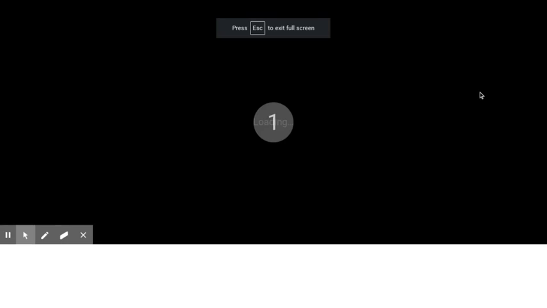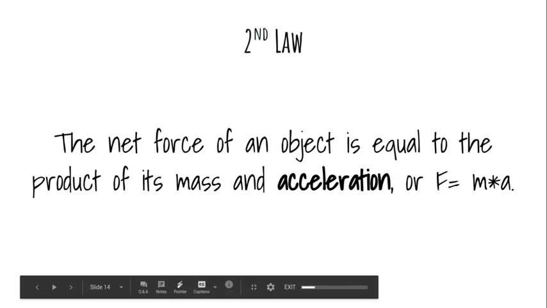Hey everyone. So today we're going to be doing the second part of our forces in motion lesson, which is Newton's second law. So we are going to get started with that.